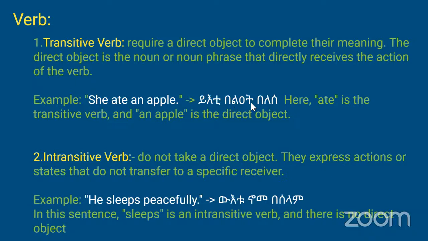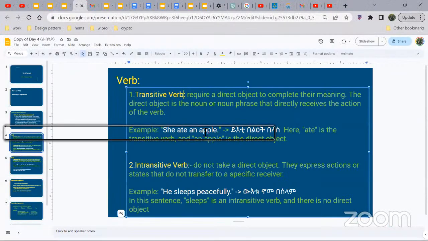How do we know in English whether a verb is transitive or intransitive? We should ask whether that verb requires you to answer who and what. If it forces you to answer who and what, it's a transitive verb.